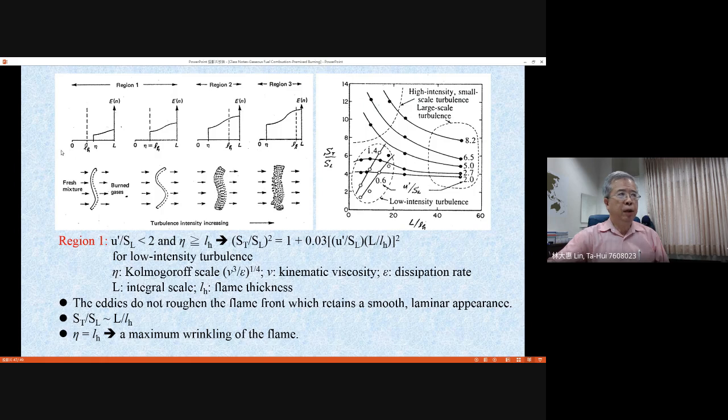The top four plots show you the scale, right? When you look at the horizontal axis, there is 0, L_H, eta, and L. 0 means the dimension is 0, and L_H represents the flame thickness. Now eta means the Kolmogorov scale, defined by nu to the power of three divided by epsilon, all to the power of one quarter. This definition basically gives you the idea of the smallest scale, the smallest diameter of your eddy that may occur in your turbulent flow.